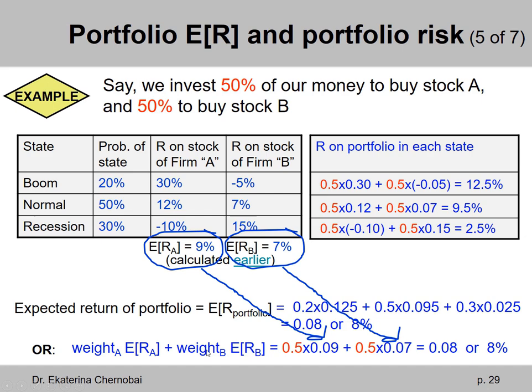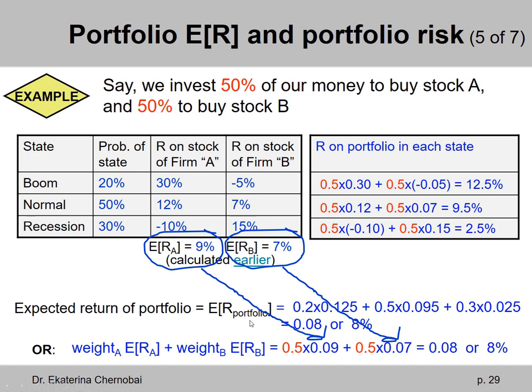Even though the second method seems much faster, keep in mind that we are not given the 9% and the 7% expected returns on A and B. You have to calculate them first. So whichever way you do it, you will be doing the same amount of work. So it's just whichever method you find more intuitive.